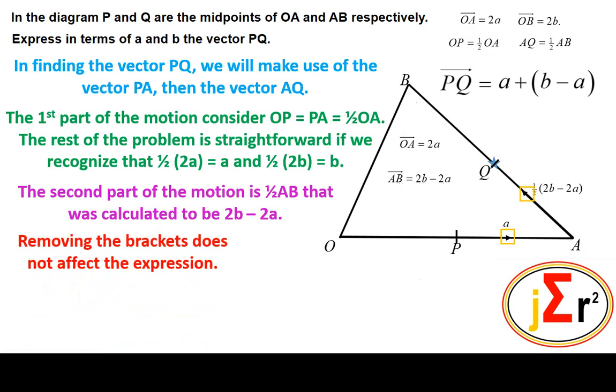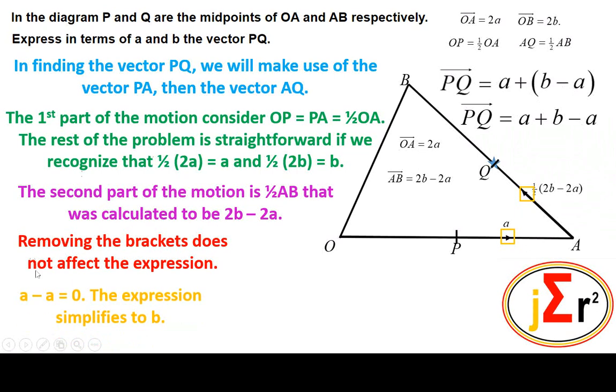Removing the brackets does not affect the expression. Why? If we just remove the brackets, it may just be written in the same way. Because if we have a plus, and then in brackets b minus a, then we could treat that as if we are just multiplying by a positive 1. Positive 1 times positive b is positive b, and positive 1 times negative a is negative a. The expression is unaffected. A minus a, as we have here, those two will have a cancelling effect on each other, and the result will just be b. So PQ is equal to b. A plus b minus a, these two will cancel each other. Consequently, PQ is equal to b.